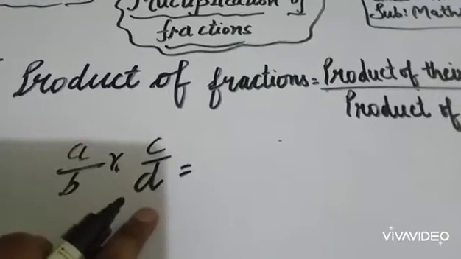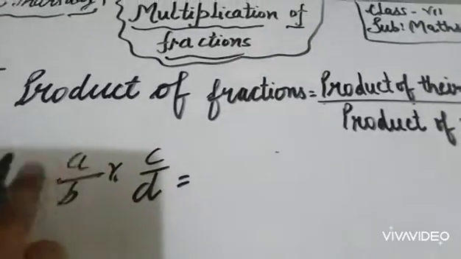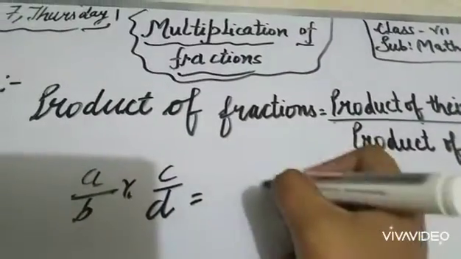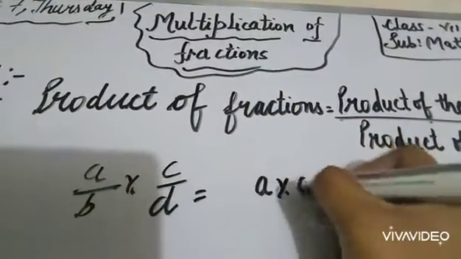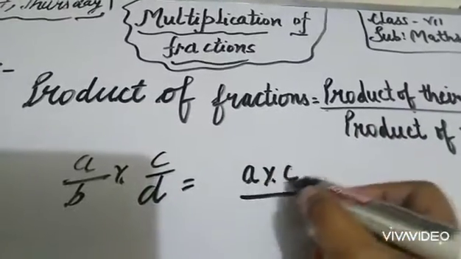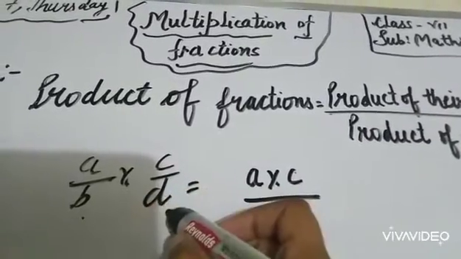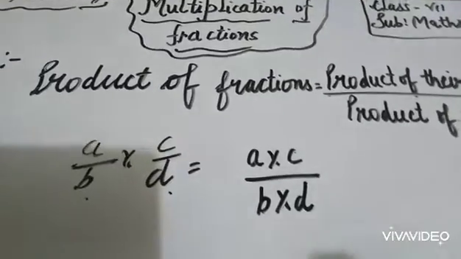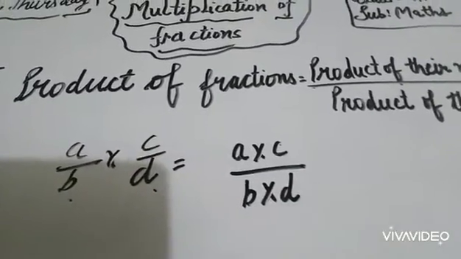Now how will you find the product of these two fractions? You have to first multiply their numerators. What are the numerators? That is a and c, which equals a multiplied by c, and here b and d are the denominators. So b multiplied by d. In this way you can find the product.